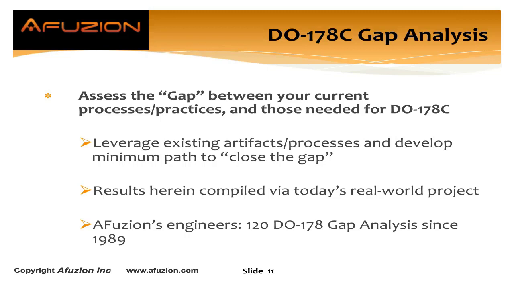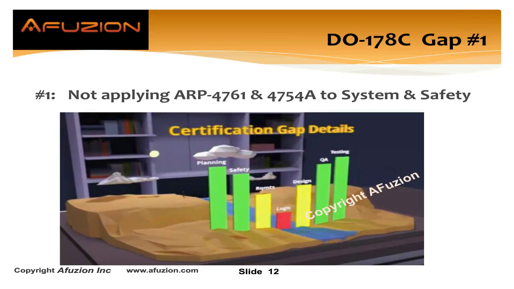The most important gap, and there's actually 2 gaps combined here, is not applying 61 and 54A. That's SAE, the Aerospace Recommended Practices at the system and safety level. If you're a military system, maybe you don't formally have to comply. Our European friends are gradually increasing their compliance with 54A and 61. But these are vital parts of the ecosystem, so we really do need to comply with those.